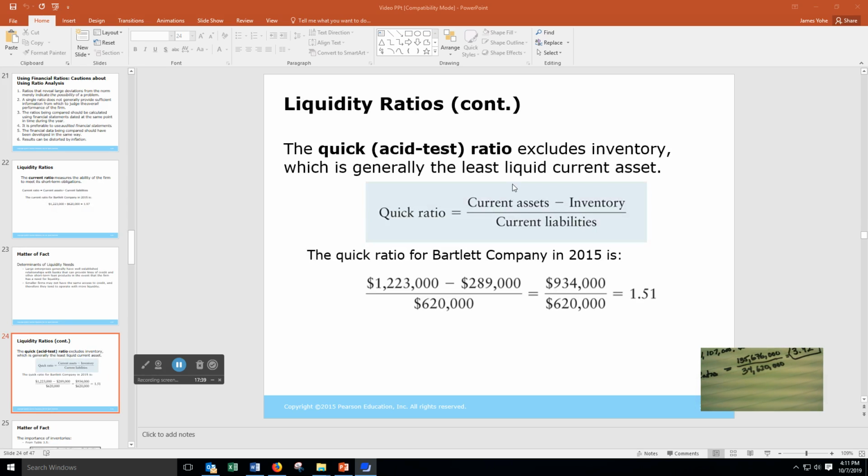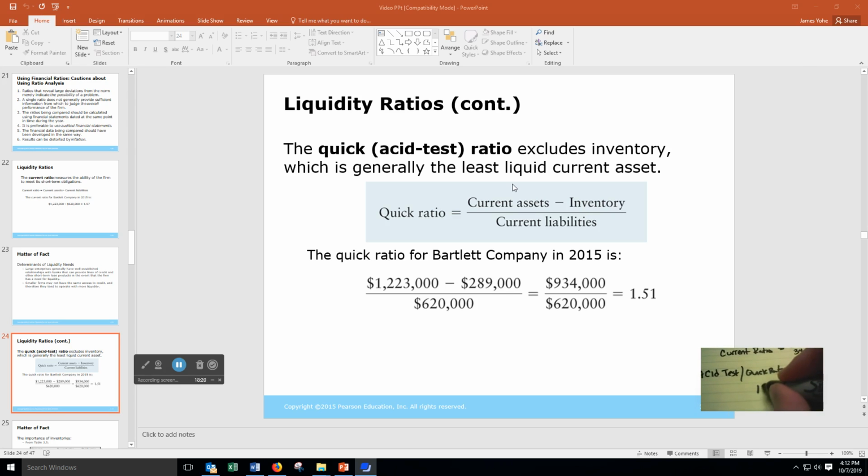This is the quick or the acid test ratio. Here, it's basically the same thing as the current ratio, except we subtract out inventory from the top. I call it the acid test because I was a banker, but it's also called the quick ratio. So I'm going to write them down here. That is equal to your current assets minus inventory, over current liabilities.